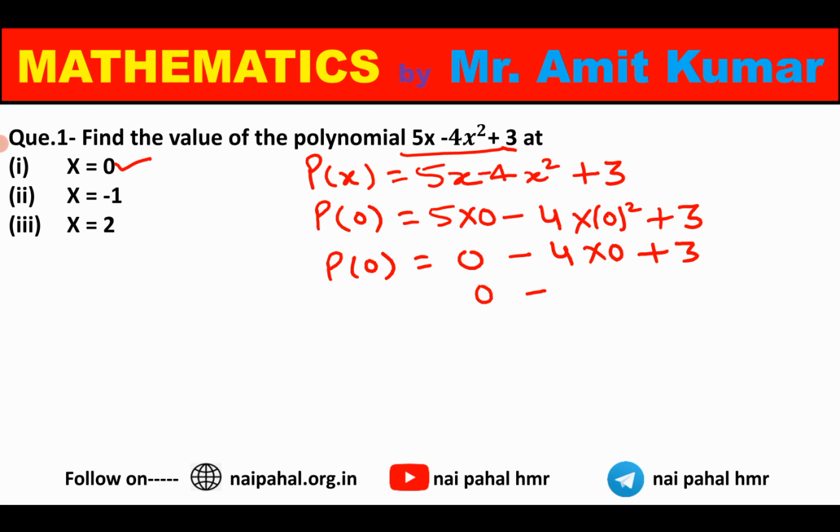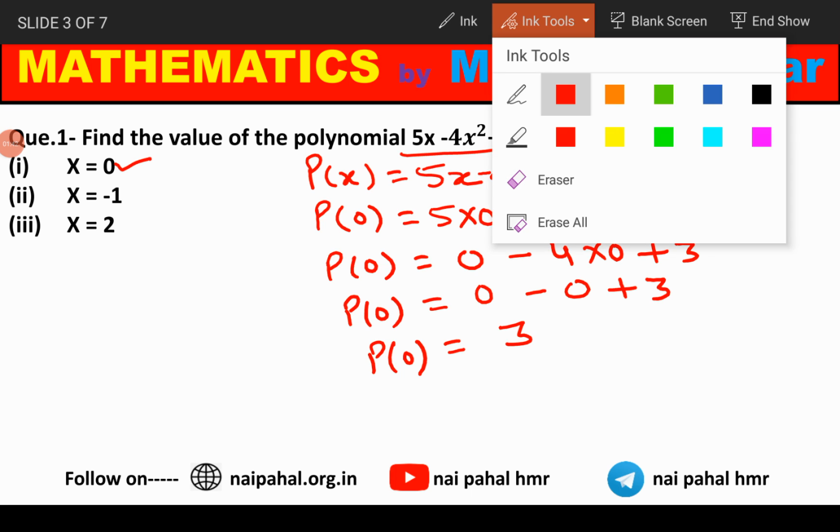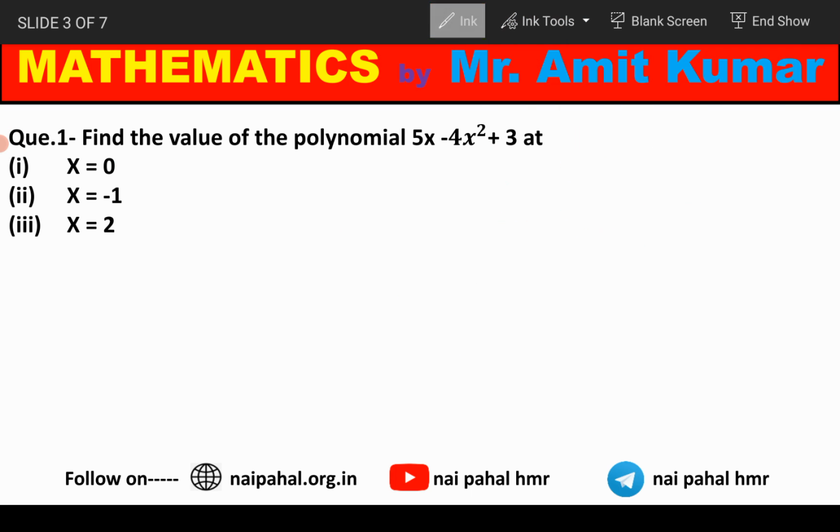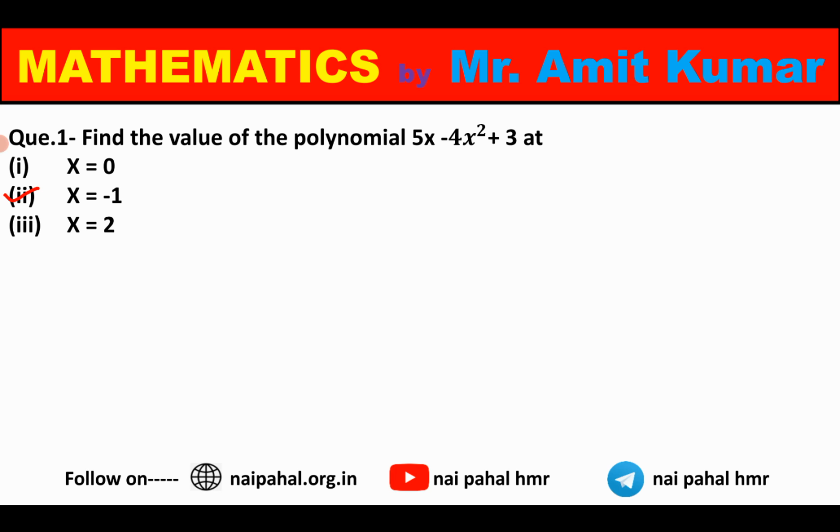0 minus 4 into 0 is also 0 plus 3. Then the answer comes 3. So the value of P(0) is 3. Now just move on to the next part where we are willing to do the second part.